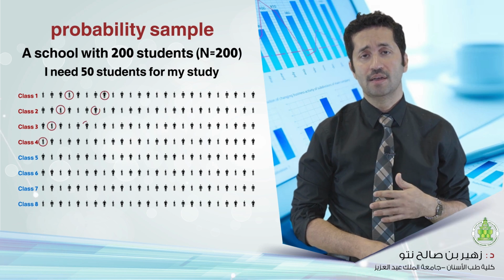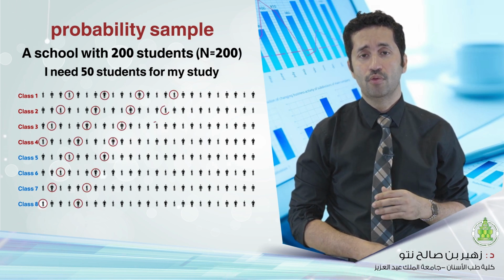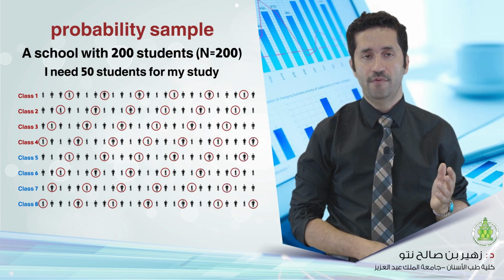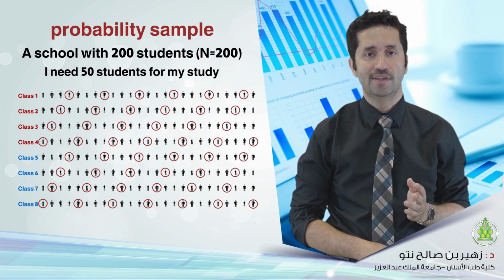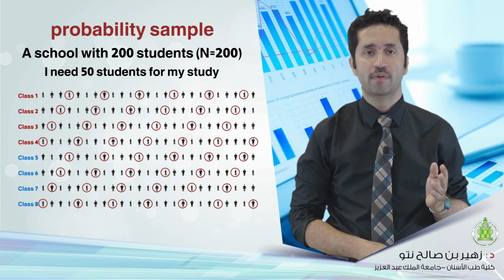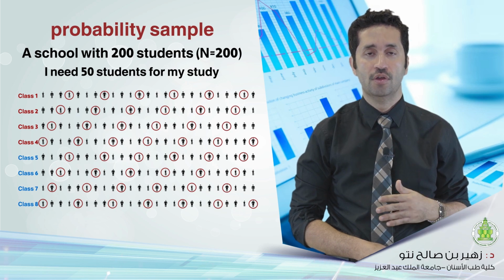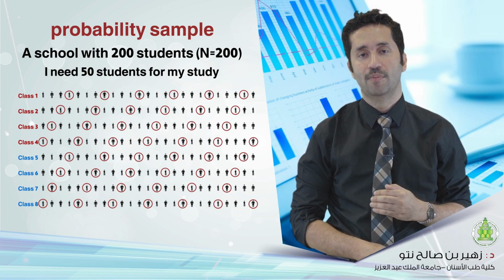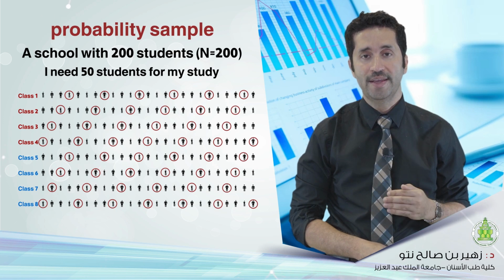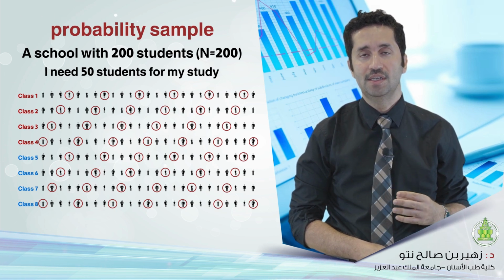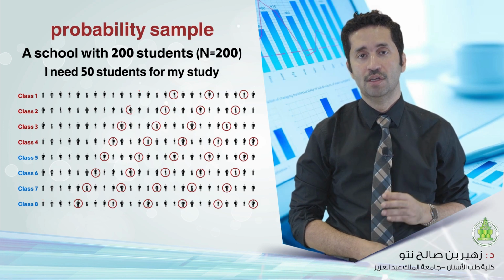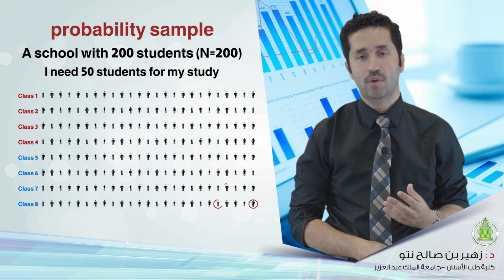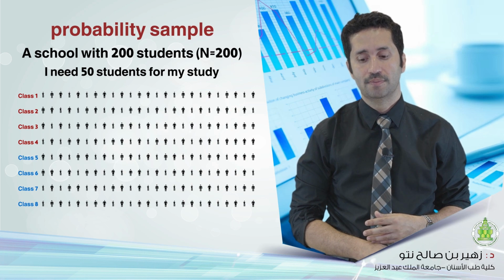In the systematic random sample, in this example, we're going to take a student in a certain way. For example, we have 200 students and we need 50. So if you divide 200 over 50, it's going to be 4. So each fourth student, we're going to take him or her in the sample. For example, student number 4, student number 8, student number 12, student number 16, and so on until the end of our study. So it's going to be a system for how we're going to take the students. That's why we call it a systematic random sample.